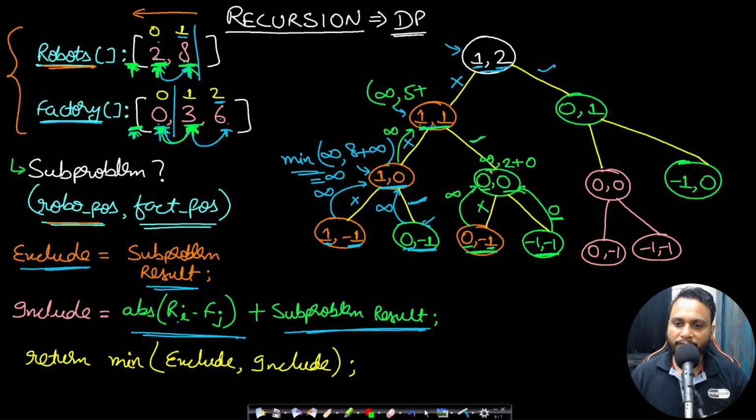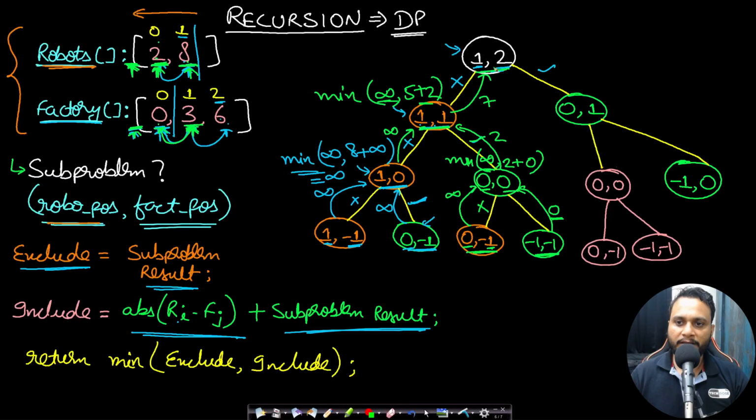Now it already got infinity from the left hand side. It will take the min of these two values and it will return 2. Now this 1 comma 1 will get 2 after including it. So what will it return? It will return the minimum of infinity comma 5 plus 2, that means 7.